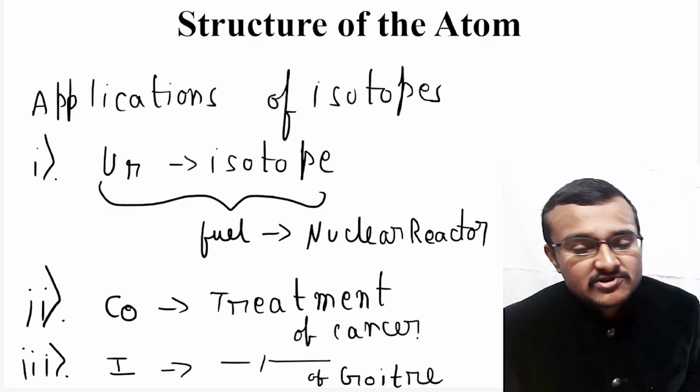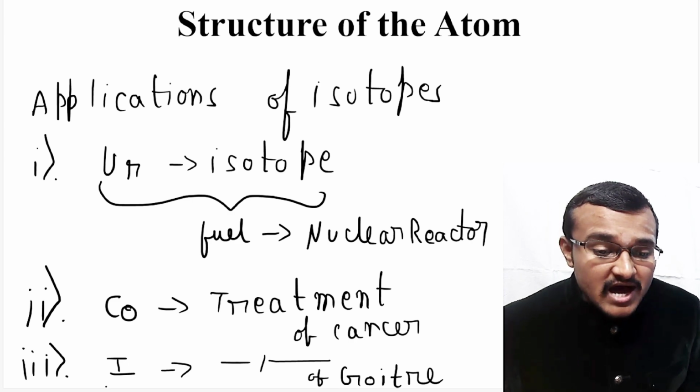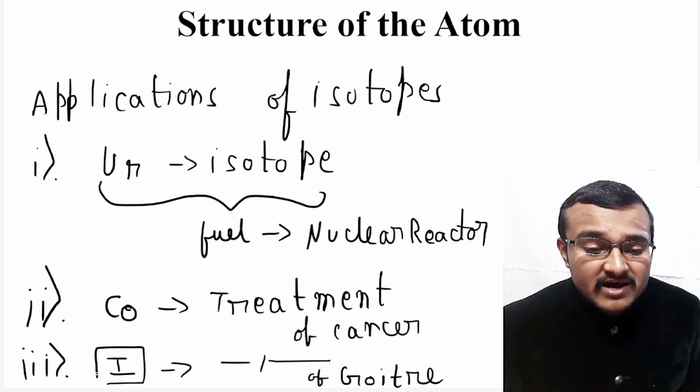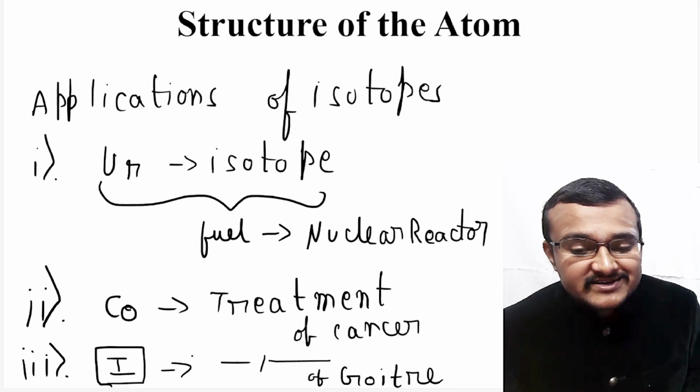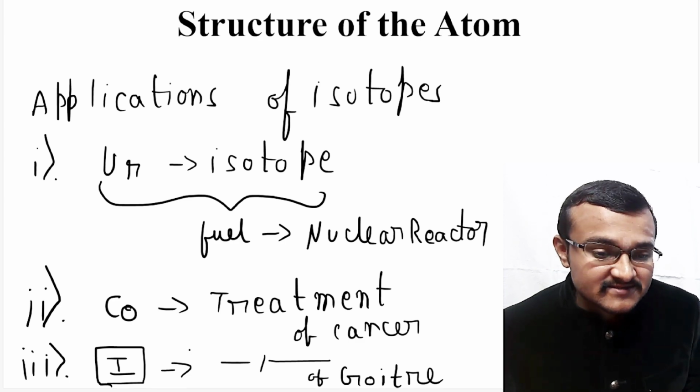So this you will be learning in your biology chapters. One of the iodine isotopes will be helpful in treating this particular goiter disease.